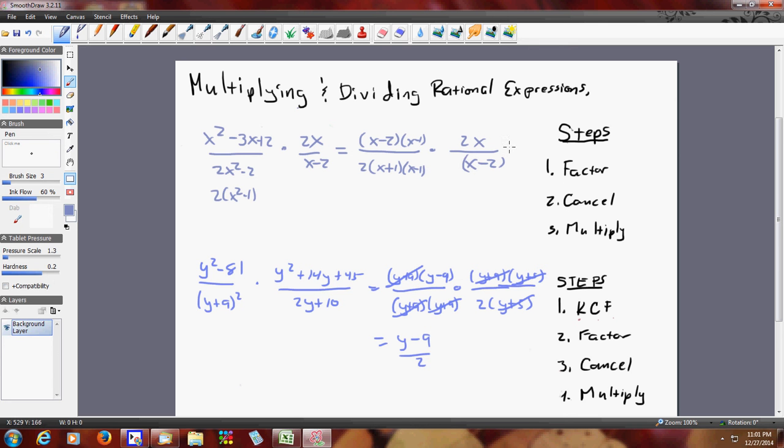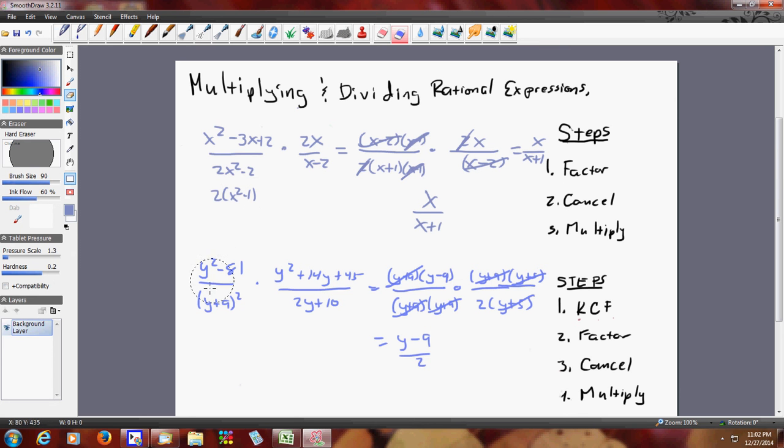So take a look now. Now I can cancel. Boom, boom, that's gone. I can cancel out this 2 with this 2, and cancel out this x minus 1 with that. And look what you're left with: x over x plus 1. Be careful, because you may not cancel out the x and say it's 1 over 1, which would be 1. But you can't do it.